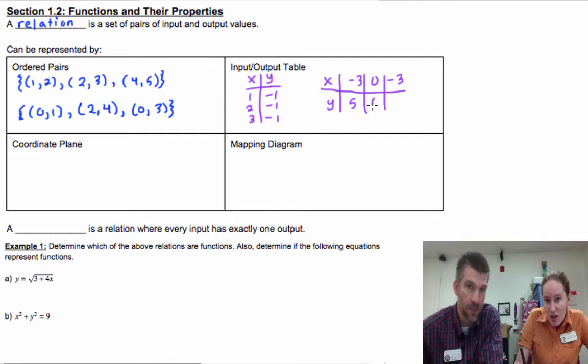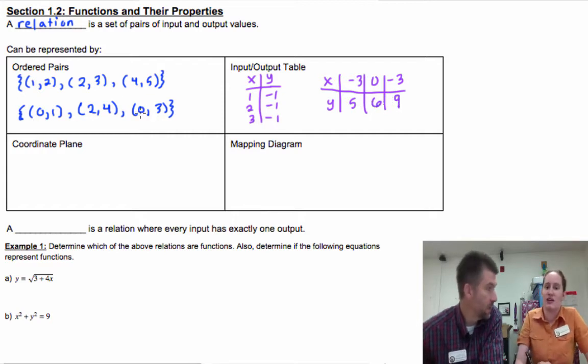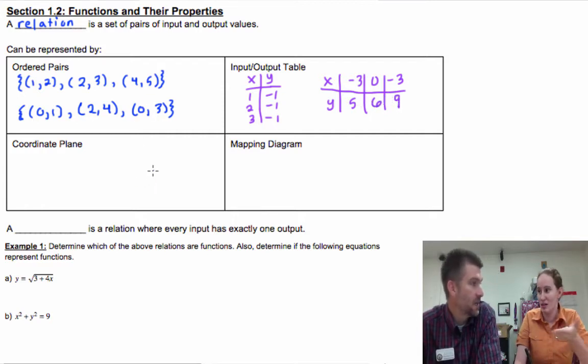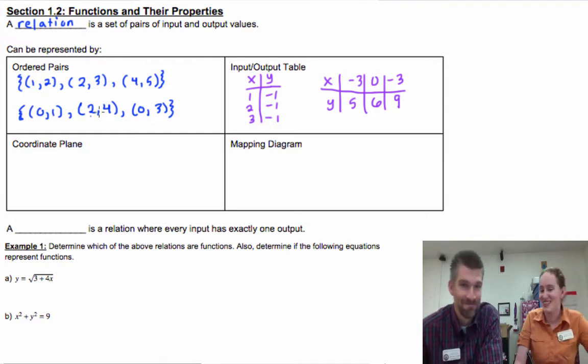So there you go. There's an input output table. You put the X in. Jot that down. You put the X in, you get the Y out. Hey, that sounds like a song.